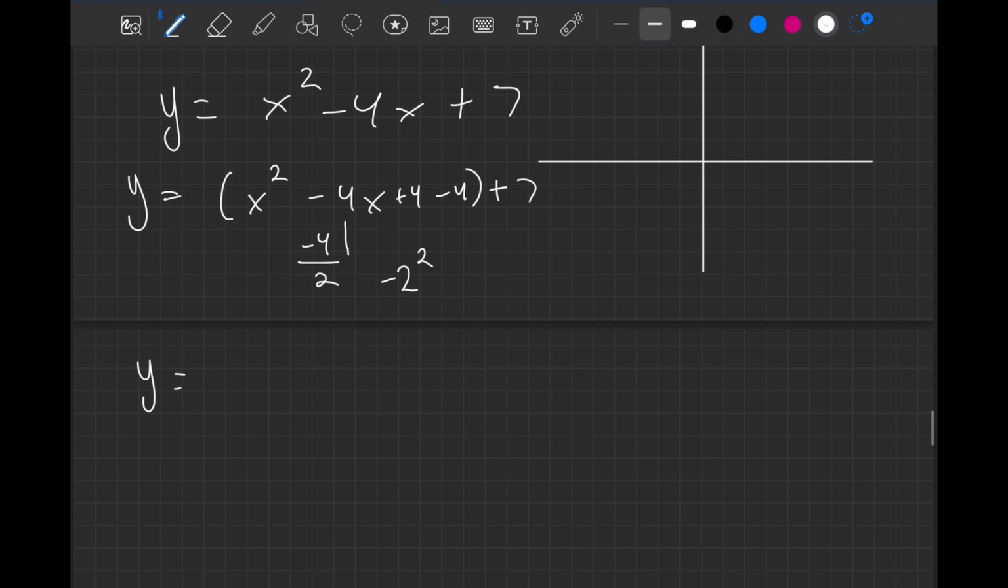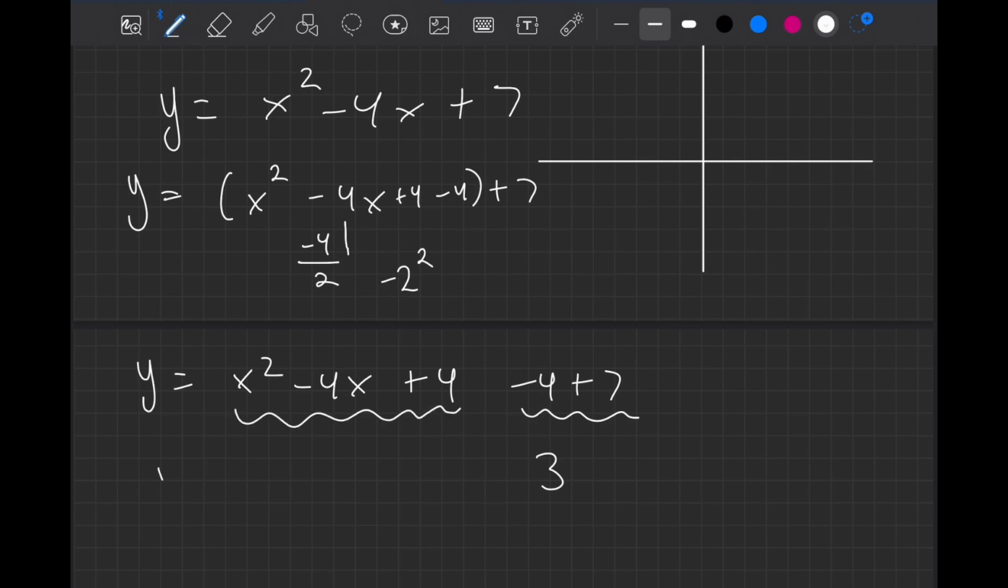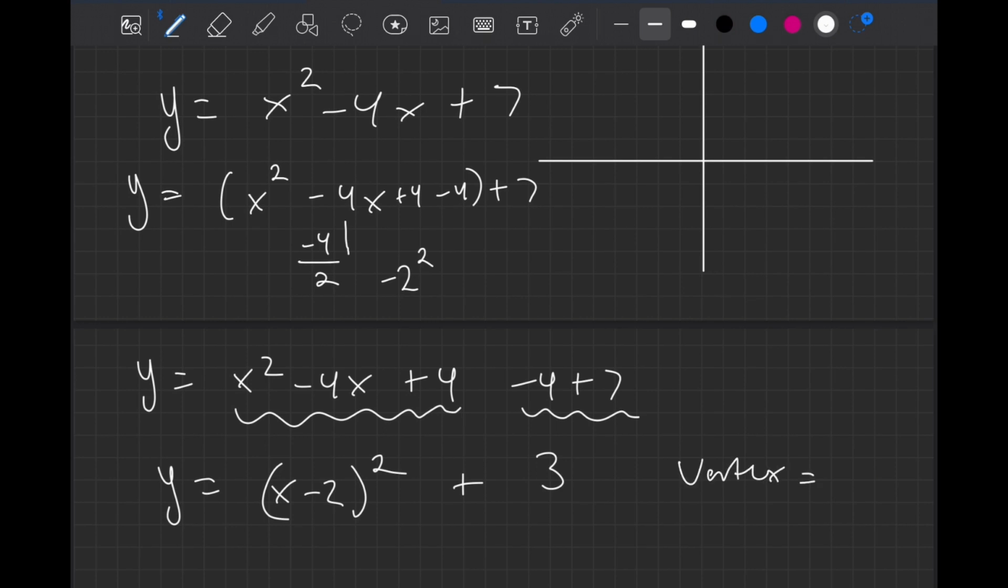But we will get x squared minus 4x plus 4, and I'm going to combine the minus 4 plus 7 into just being 3. And this is a perfect square trinomial, so this can be simplified down to (x minus 2) squared, plus 3. So what this tells us is that the vertex is equal to (2, 3). Remember, it's always going to be the opposite of what we have here. Minus 2 became plus 2.